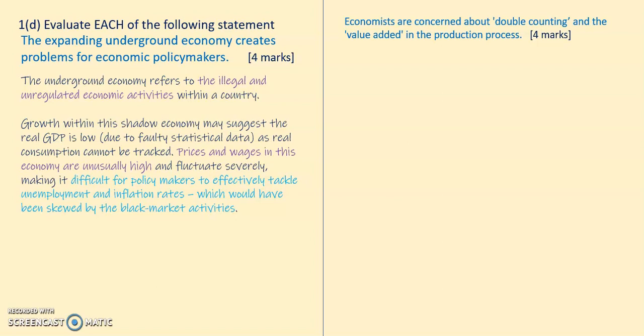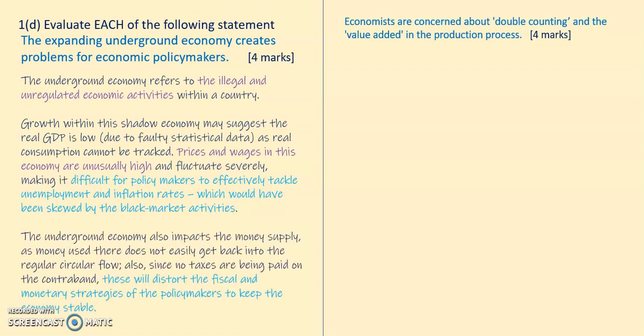All right, so another factor would be, well, not a factor, just a continuing point. The underground economy also impacts the money supply, as the money used there does not easily get back into the regular circular flow. So in other words, the money goes out, but it's very hard to get it back in. And furthermore, since these people don't pay taxes anyway on this contraband activity, all those actions will distort the fiscal and monetary strategies of the policymakers who are trying to keep the economy stable. And for obvious reasons, right? So for example, you're thinking that there's a reduction in money supply, but the money supply is all right. You're thinking that your tax strategies aren't working, but it's just that these people don't pay taxes.